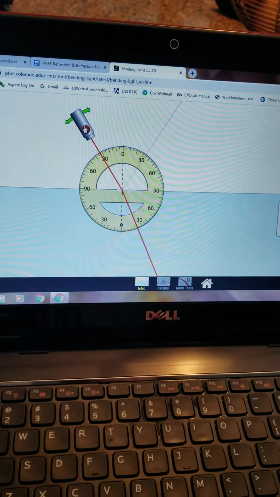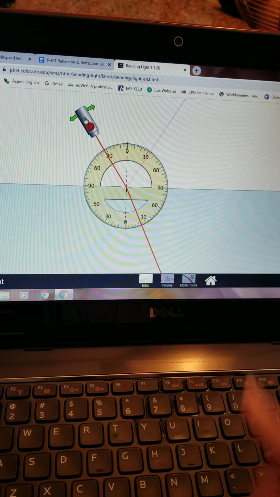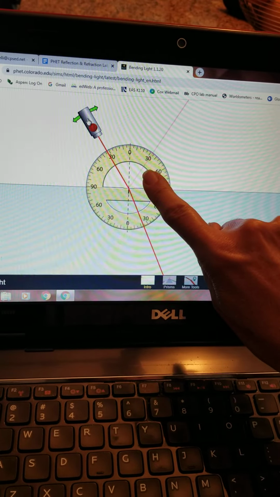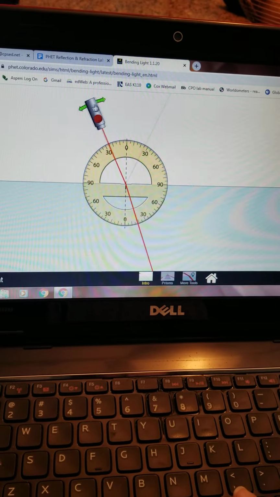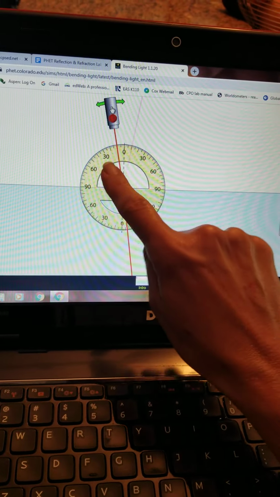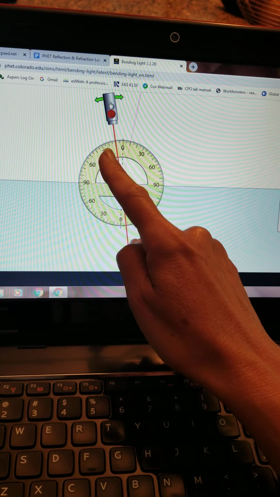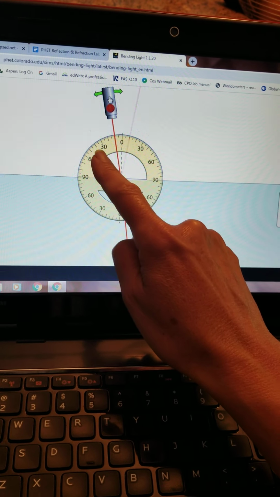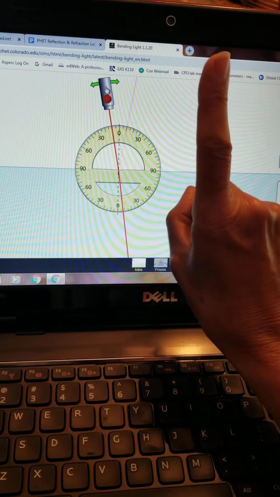Okay, great. Number 6, the ray on the right of the normal is the reflected ray. The angle is the angle of reflection. Measure the angle of reflection and record it in the table below. I put it on 10, and you have to be able to read the intervals. Each long line is 10, so there's 10, 20, 30, 40, 50, 60. Each little tiny line is 1 degree.